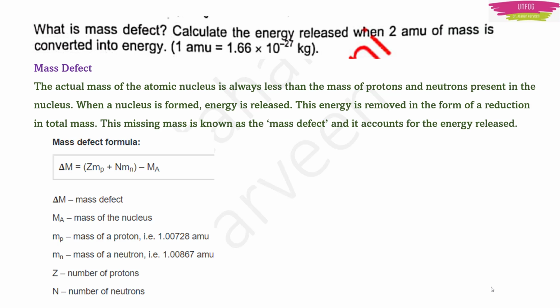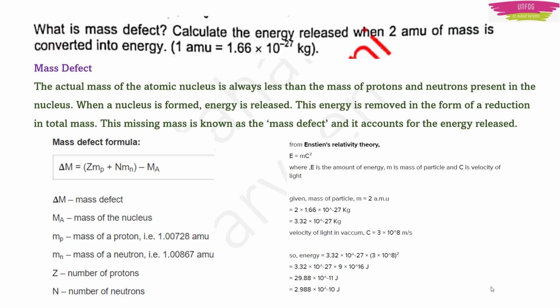Now here they have asked to find the energy released, right? Here actually Einstein's relativity theory is there. E is equal to mc square. You all must be knowing actually. You can use this formula here. Here this E is equal to mc square. In that m is there, no? That will be 2 into this 1.6 into 10 raised to minus 27 kg.